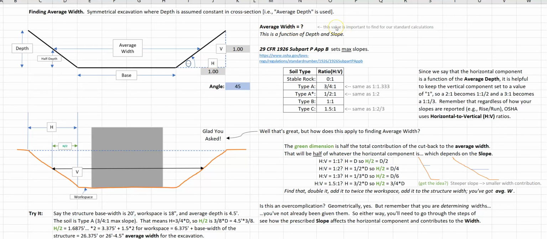So why do we care about average width? Why don't we just go and look at this as a trapezoid? Well, because we might not necessarily know the actual upper base here for the trapezoid. We actually have to define that. So you can pause this and read through my little notes here if you'd like. But I did want to talk about how average width, which is an important value for us, is a function of depth and slope. But before that, I really wanted to point you to the code.